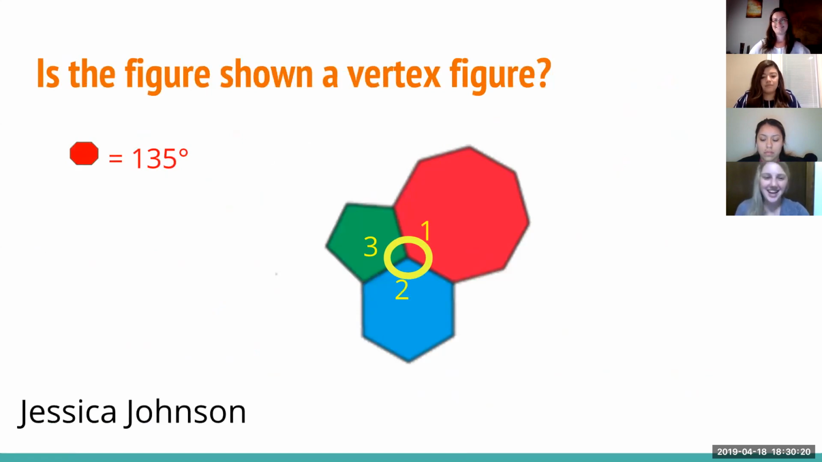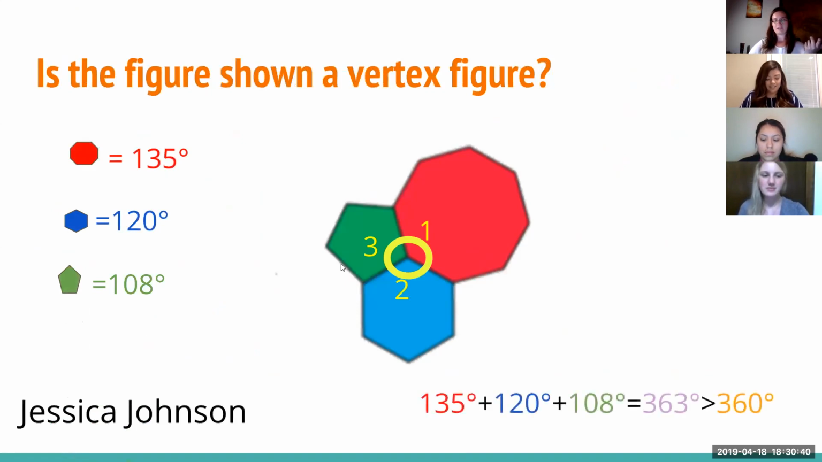I am sitting on the edge of my seat. I can't wait to see if this is a vertex figure or not. The interior angle of an octagon is 138 degrees. The interior angle of a hexagon is 120 degrees. The interior angle of a pentagon is 108 degrees. Sum these together, and what do we get? 363 degrees, which is greater than 360 degrees. Claudia, are you disappointed? A little.